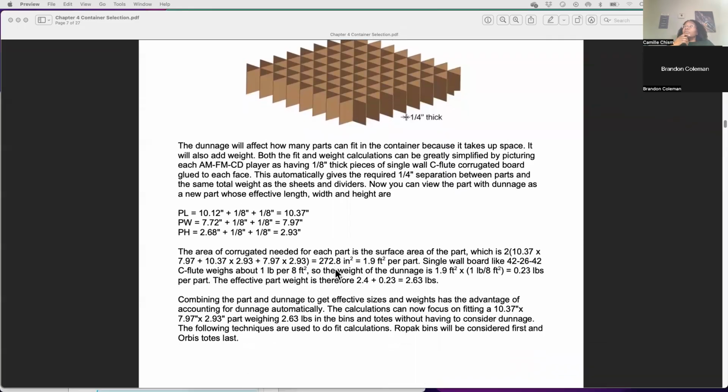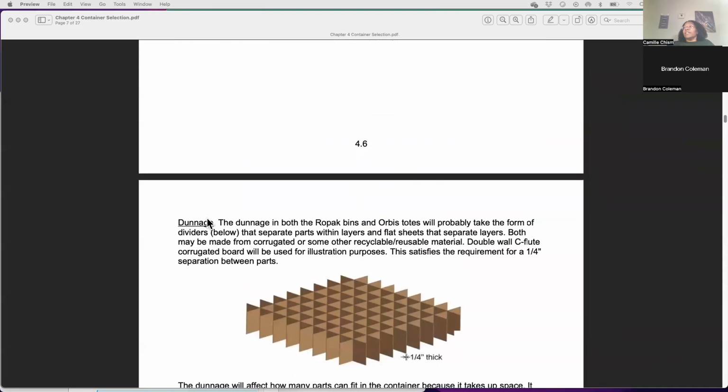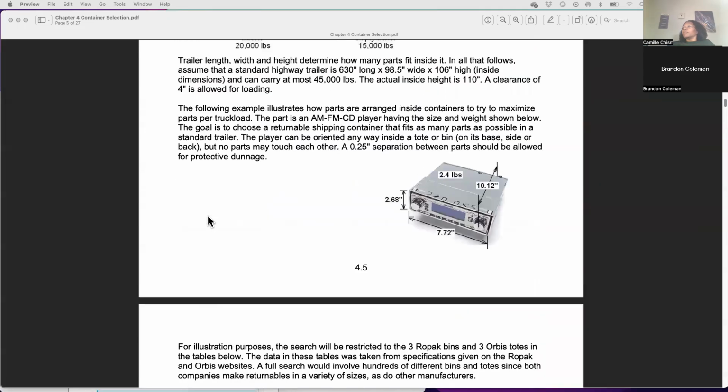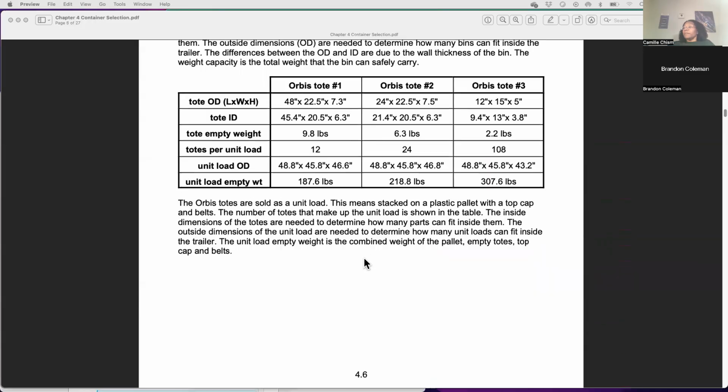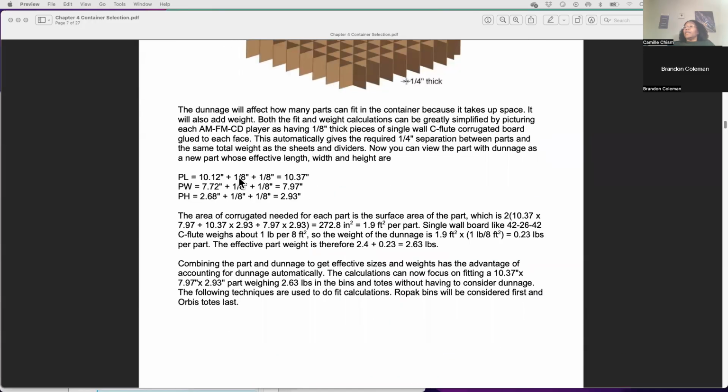So now this is to help you view that part inside the dunnage. And now you're looking at the length, the width, and the height. So you're taking this part length of 10 1/8, 10.12, which would be this dimension. Okay. And then you're adding the 1/8 and the 1/8, 1/4 inch of dunnage to separate it, and you come up with 10.37 inches.